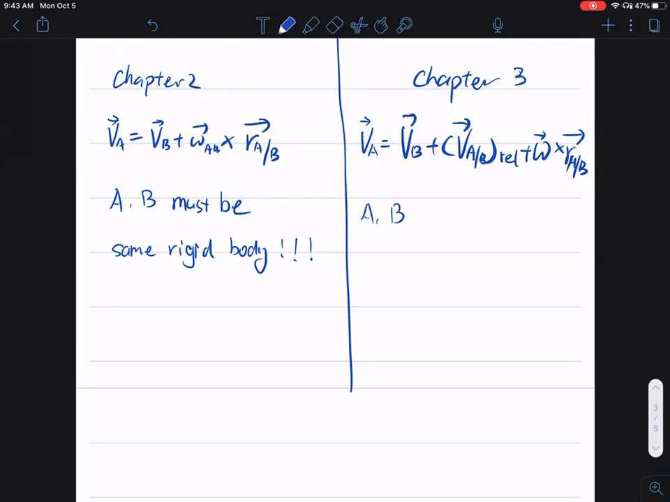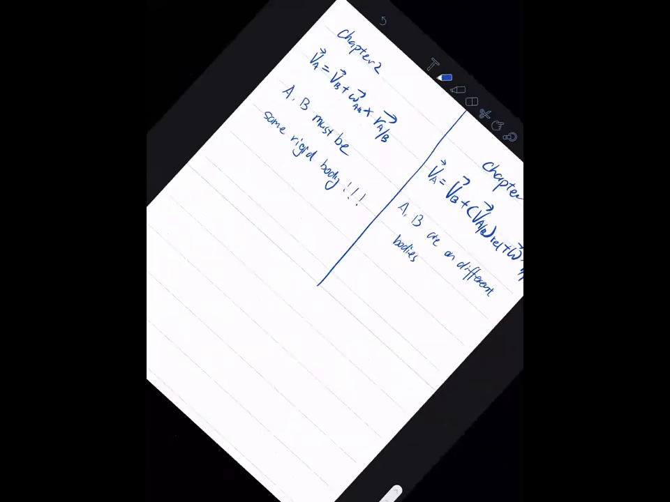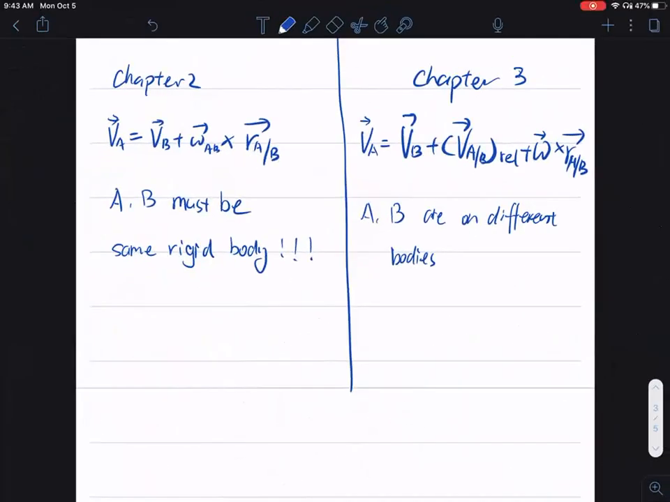Yes. In chapter 3, that equation, A and B are on different rigid bodies. Now I have a question. What if, in chapter 3, this equation, these 2 points are on the same rigid body?